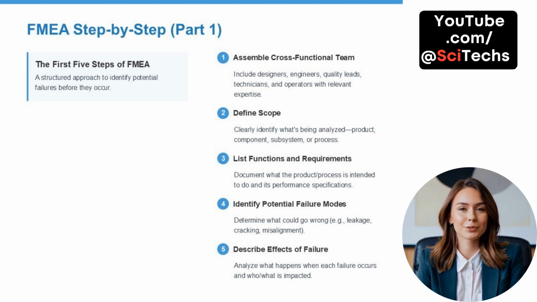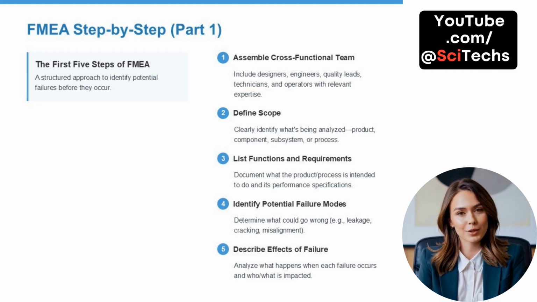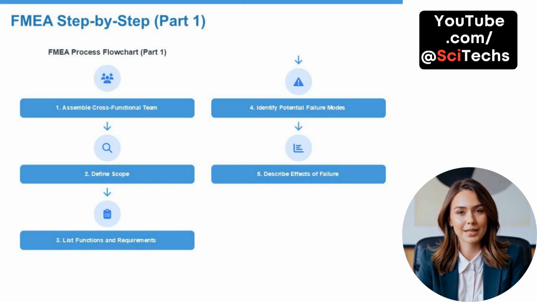Step 5 describes the effects of those failures. This includes assessing how each failure impacts system functionality, safety, or customer experience. These steps lay the foundation for a detailed, data-driven risk analysis, making sure nothing is missed before moving to scoring and corrective actions.